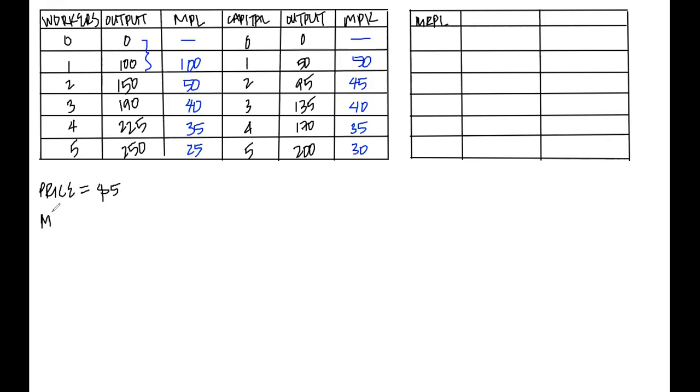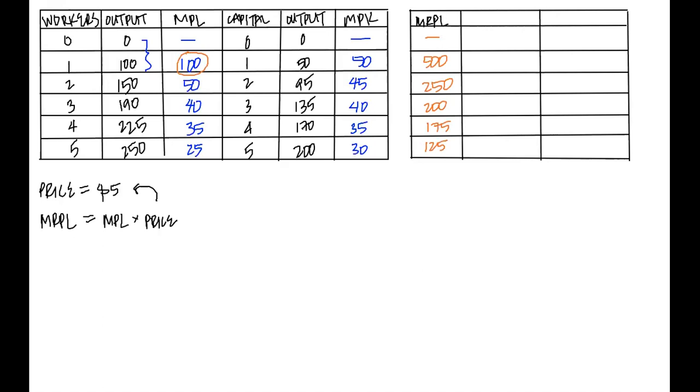The marginal revenue product of labor is calculated by taking the marginal product of labor, which is each worker's additional output, multiplied by the price of the item being sold. In this case, our price is $5, which is also our marginal revenue. So we multiply each of these marginal products of labor by 5. The first one is still nothing. The second one, 5 times 100 is 500. Next is 5 times 50, which is 250. 5 times 40 is 200. 5 times 35 is 175. And finally, 5 times 25 is 125.